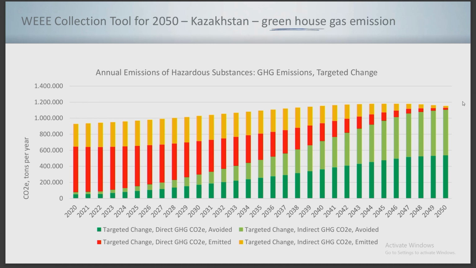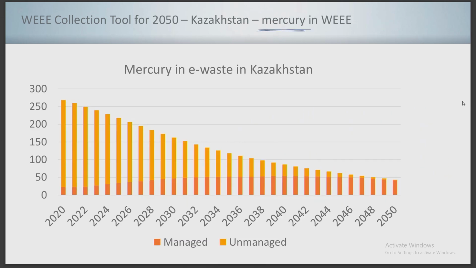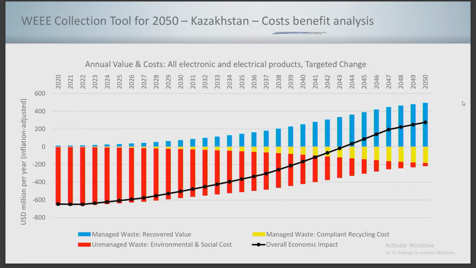At the same time, you can also calculate for specific hazardous substances, such as mercury, which are also slowly being phased out. That's also one of the reasons why the amounts are going to decline. We will have less mercury in e-waste than we currently have today. But still, you need to make sure that you're managing that type of waste in the future too.